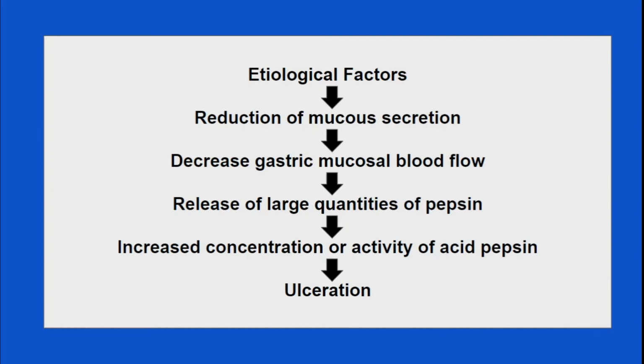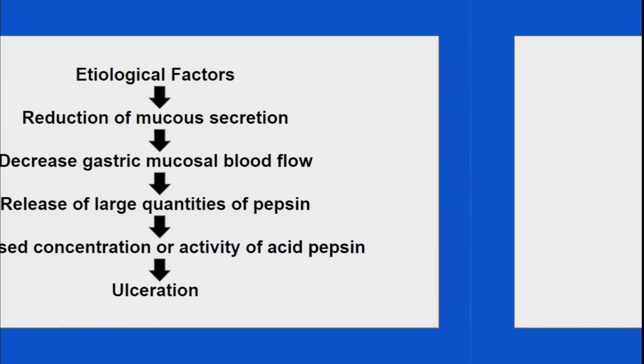Because of etiological factors, because of increased intake of NSAIDs or because of recurrent gastritis, there is reduction of mucus secretion. Because there is reduction of mucus secretion, there is decreased blood flow. Because there is decrease in blood flow, there is increase in the quantity of pepsin and its activity, which leads to ulceration.